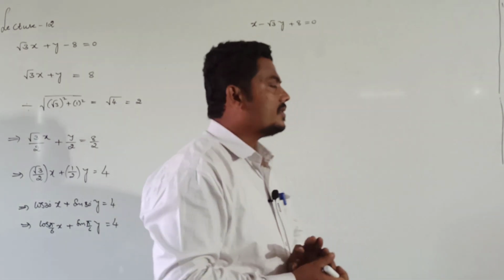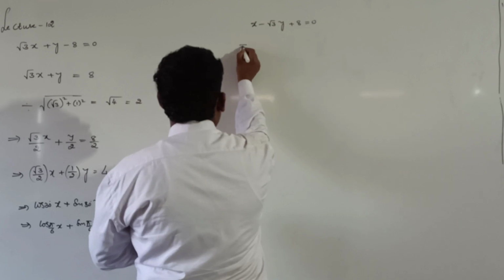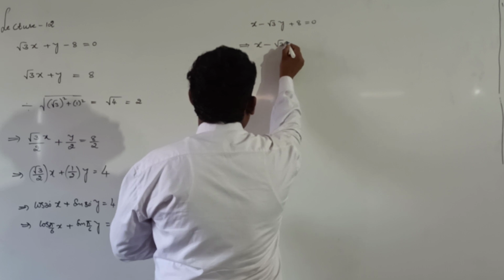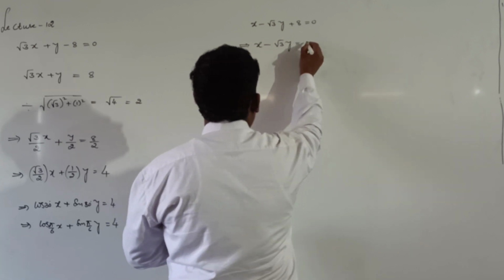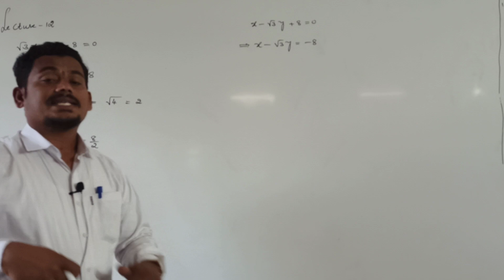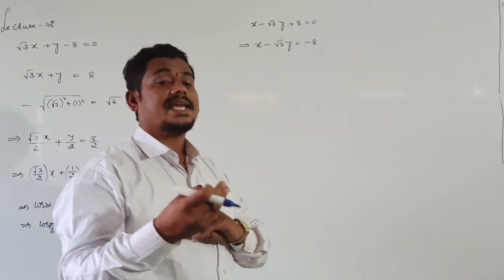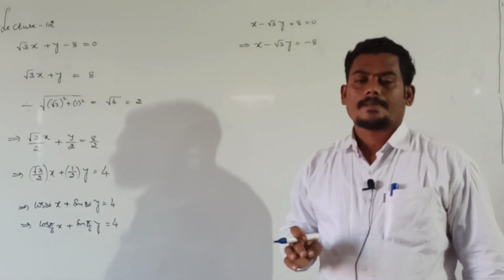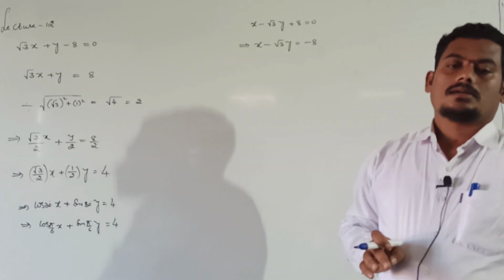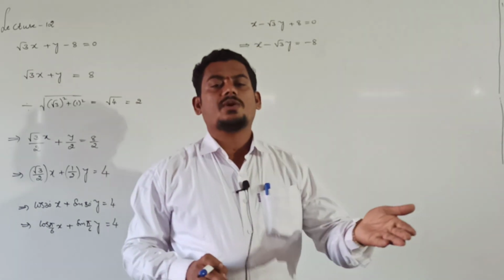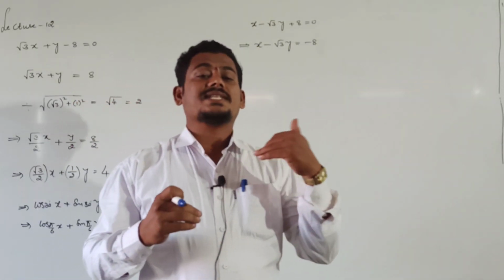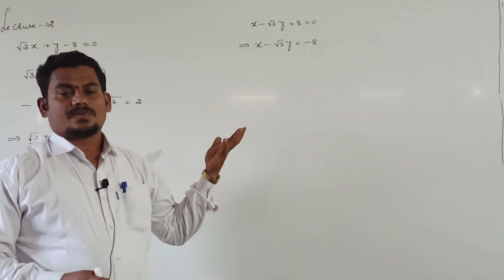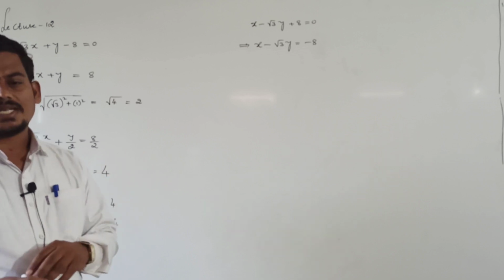First thing what we do, just send the constant term into RHS, right? x minus root 3y, that's equal to minus 8. In case the RHS expression is negative, then make it positive. Why should we make this positive? First step, constant term send it to RHS. If the constant term is negative, then make it positive by multiplying with minus 1 or dividing by minus 1, right?